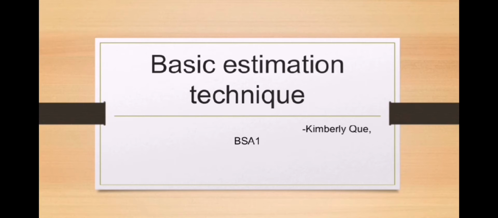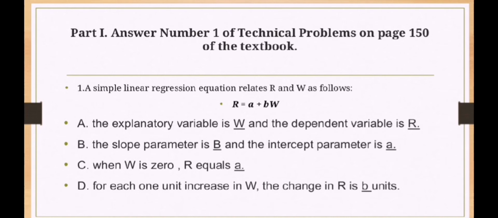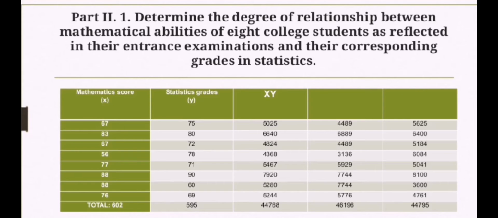Basic Estimation Technique. Part 1. Answer number 1 of technical problems on page 150 of the textbook. Part 2. Determine the degree of relationship between mathematical abilities of 8 college students as reflected in their entrance examinations and their corresponding grades in statistics.